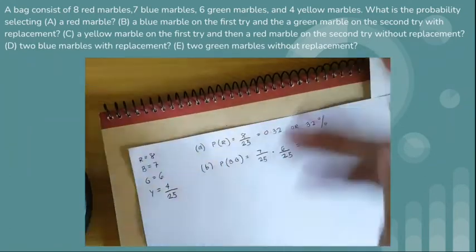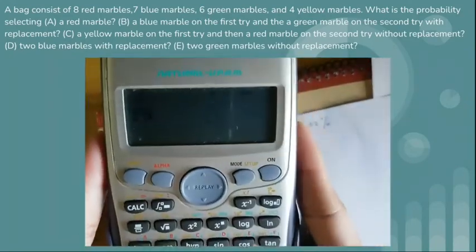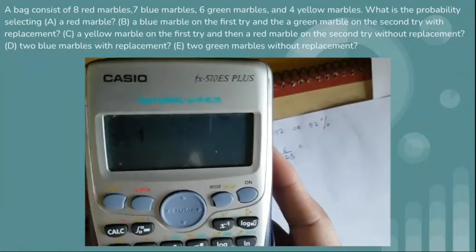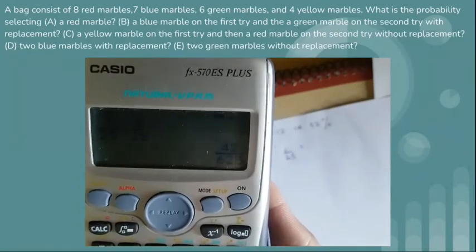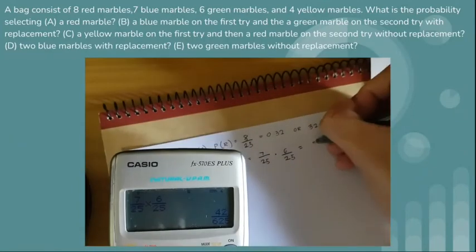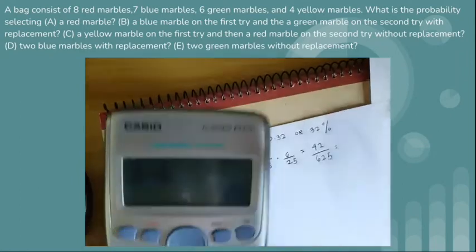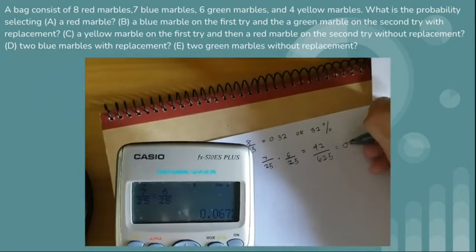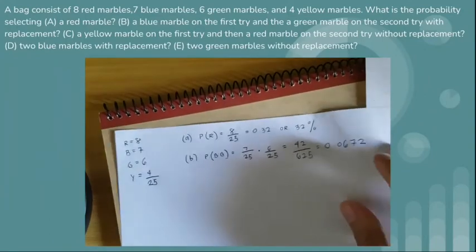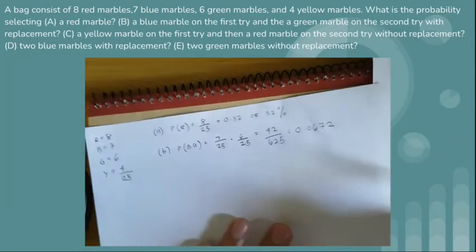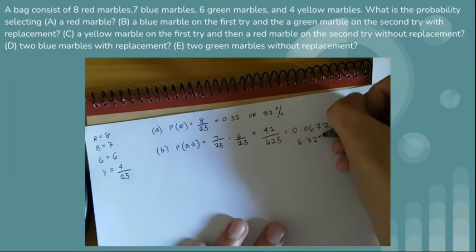So, it is equal to 7 over 25 multiply by 6 over 25 is equals to 42 over 625. So, in decimal is 0.0672 or 6.72%.